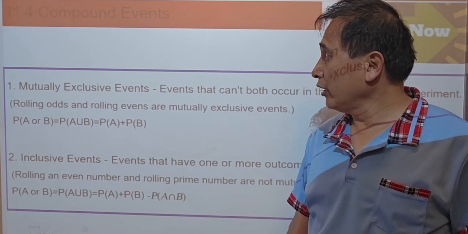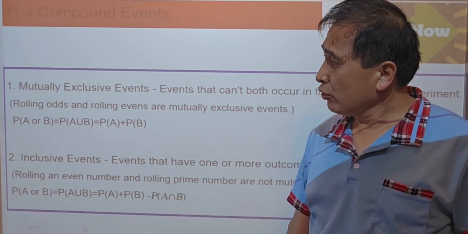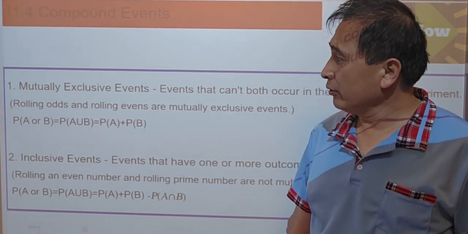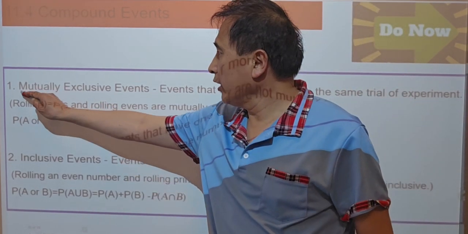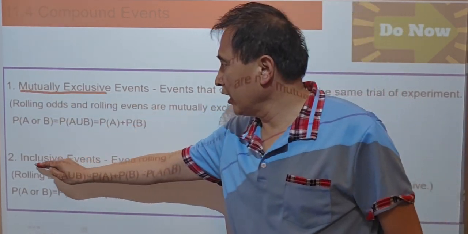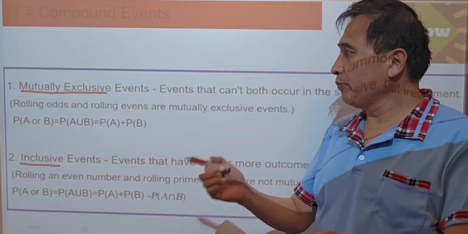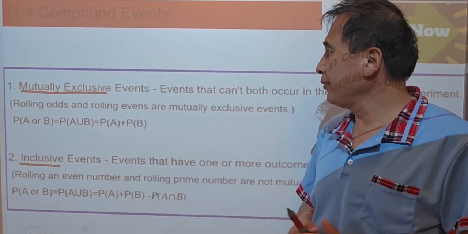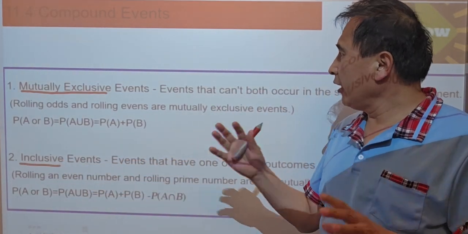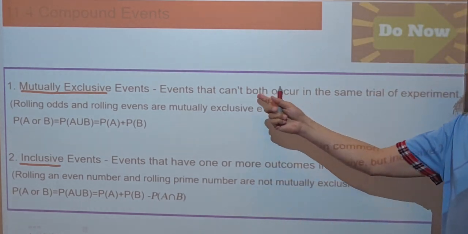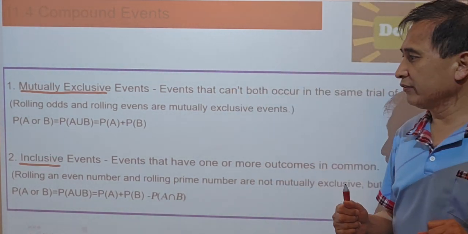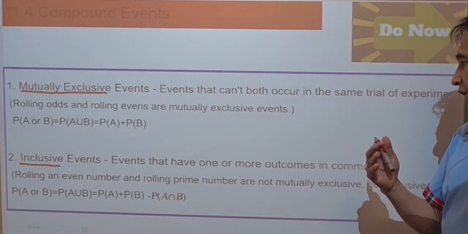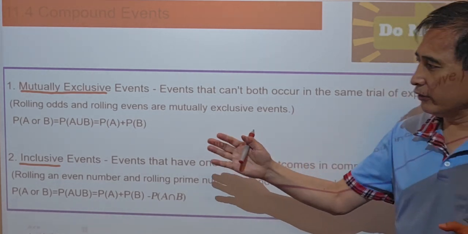Hi, today we are going to learn compound events. There are two very important things you need to distinguish here. One is mutually exclusive events and one is inclusive events. When two events, which we call compound events, cannot happen at the same time, they are called mutually exclusive. If they can happen at the same time, they are called inclusive events.